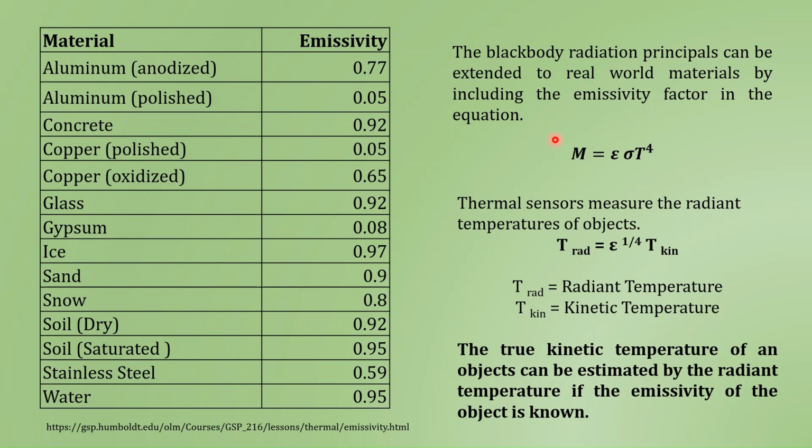As we saw, the black body radiation principle for real world materials can be modified into this formula by including the emissivity factor in the equation, and the thermal sensor can measure the radiant temperature of the object. So we have this relationship between the radiant temperature and the kinetic temperature, and if we know the radiant temperature, we can estimate the true kinetic temperature of the object if the emissivity of the object is known.